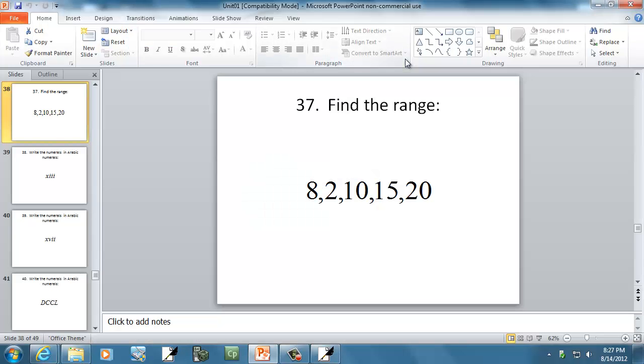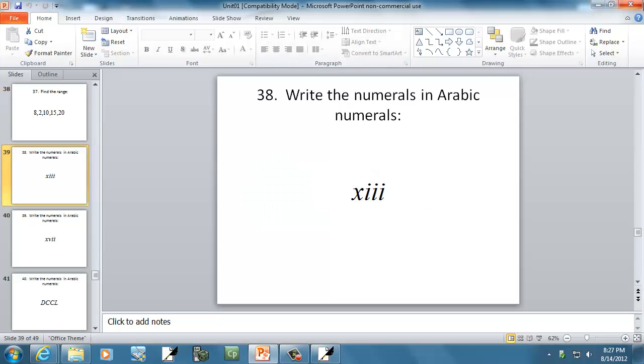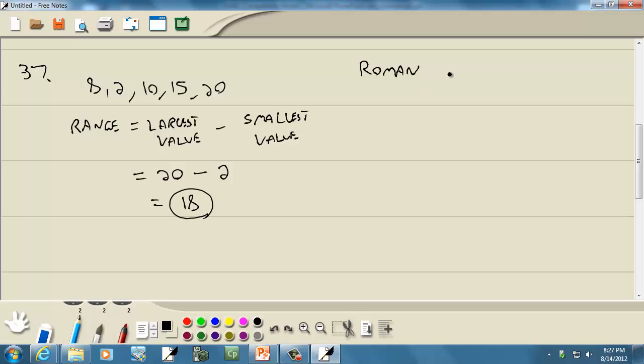Now the next problem deals with Roman numerals and Arabic numerals. Roman numerals, I'm trying to see what page they're on. I should have my glasses on in the book. There's a nice table of them.